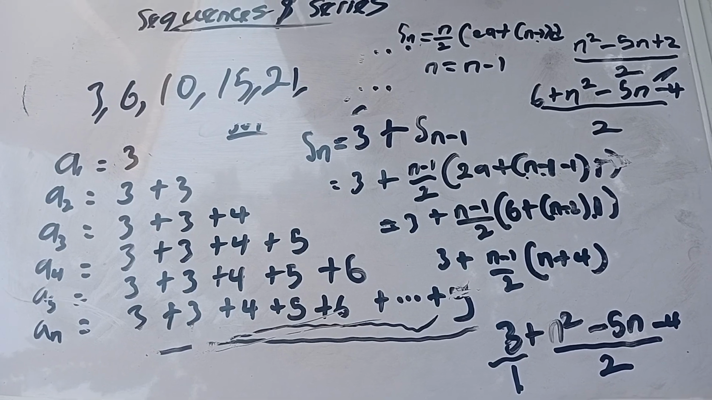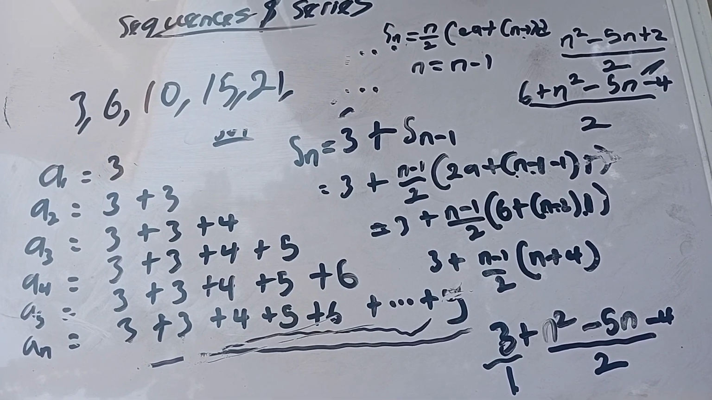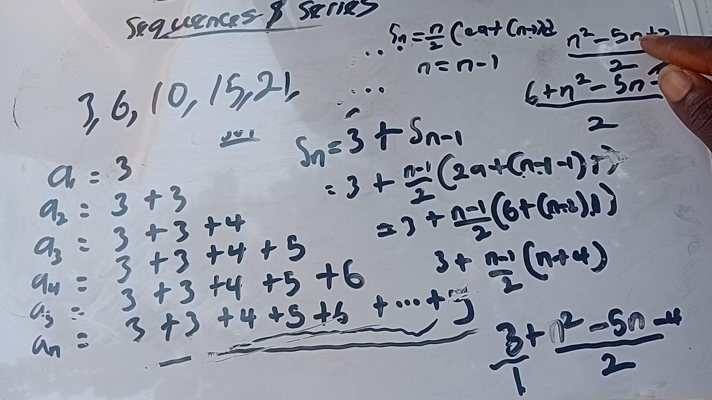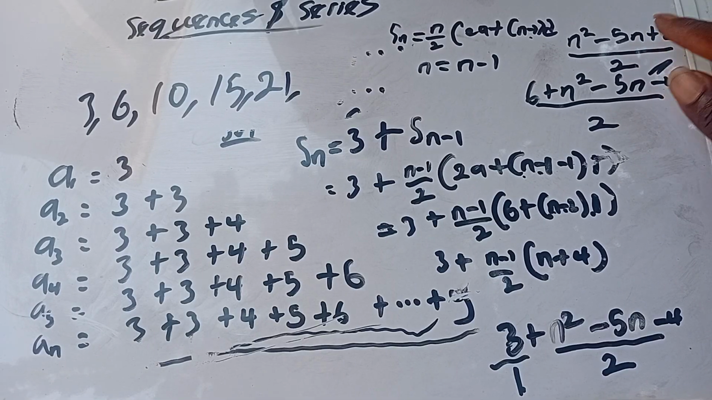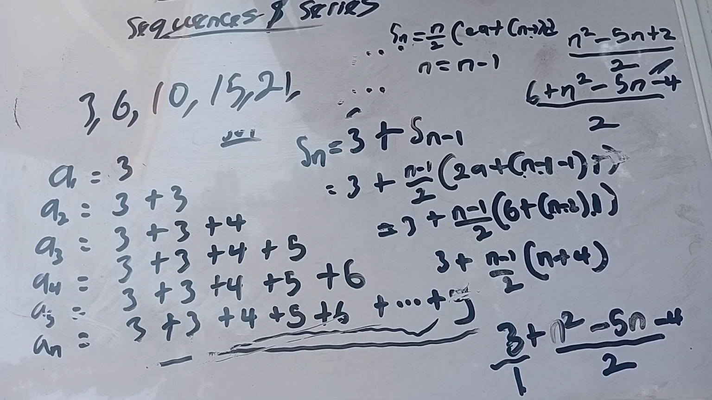I'm trying to check. If n is 1, 1 minus 5, that's minus 4. We are not going to get 3. I think there's a mix up somewhere. Let's check very well.